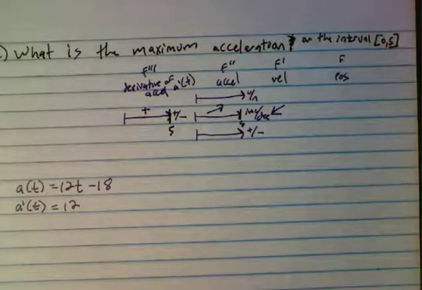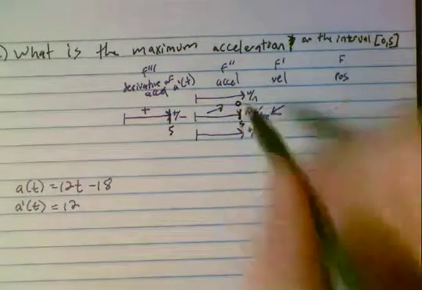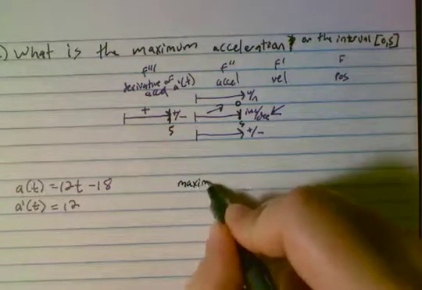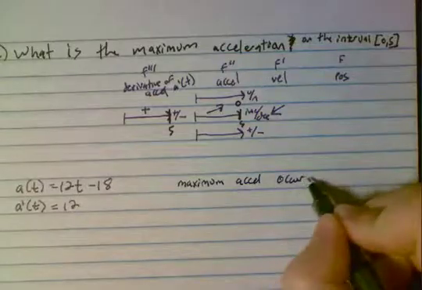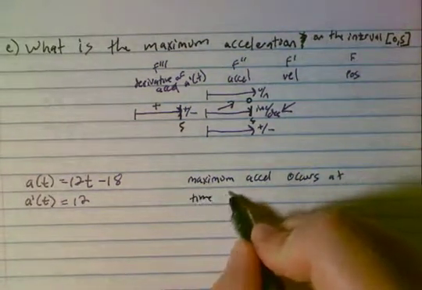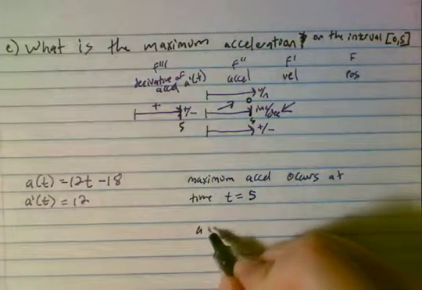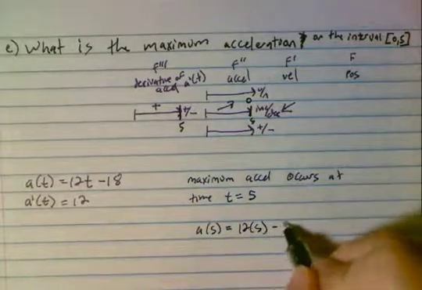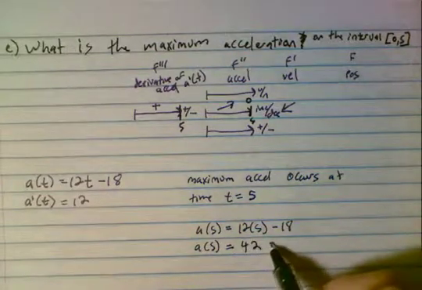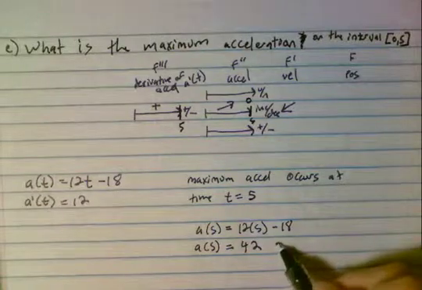Well, acceleration is increasing forever, so that means that right here is going to be our maximum value. And notice that this asks for the actual value of it. What is the maximum? A of 5 is 12 times 5 minus 18, 42. And let's see, our original position was in meters, time is in seconds, so acceleration units are meters per second squared.